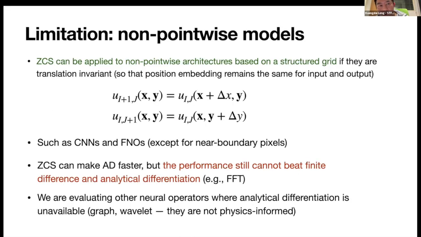So finally, some discussion and limitations. We have implemented DCS also for convolutional neural networks and FNOs. These are not pointwise neural networks; they are based on a structured grid. We found that DCS can make autodiff faster, but the performance still cannot beat finite difference and analytical differentiation, for example the FFT based differentiation in FNOs. Technically speaking, I think this is not a limitation of DCS itself, but of pointwise networks: we do not take advantage of the structured grid in a pointwise network when the grid is actually available.